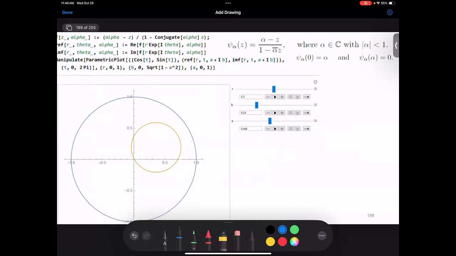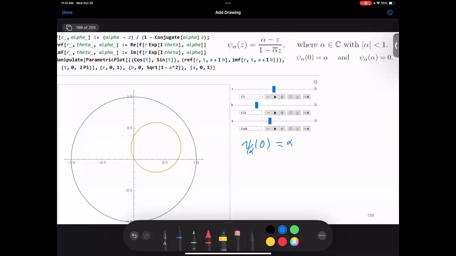This is an extremely important function. C alpha is defined as alpha minus z over 1 minus alpha bar z. So alpha is a complex number with absolute value less than 1. And I've set up some code so you can actually play with this and see what it does. Are there any inputs where you can tell me what C alpha will send you to? There should be at least one input where you can look at this and you know where it's going to go. Okay, where does 0 go to?